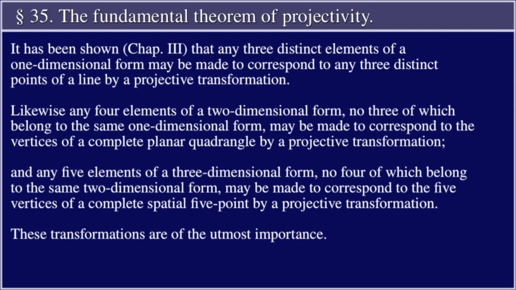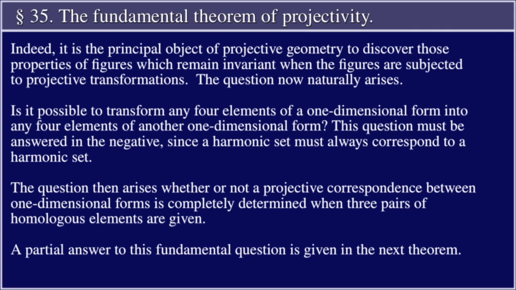And any five elements of a three-dimensional form, no four of which belong to the same two-dimensional form, may be made to correspond to five vertices of a complete spatial five-point by a projective transformation. These transformations are of the utmost importance. Indeed, it is the principal object of projective geometry to discover those properties of figures which remain invariant when the figures are subjected to projective transformations.